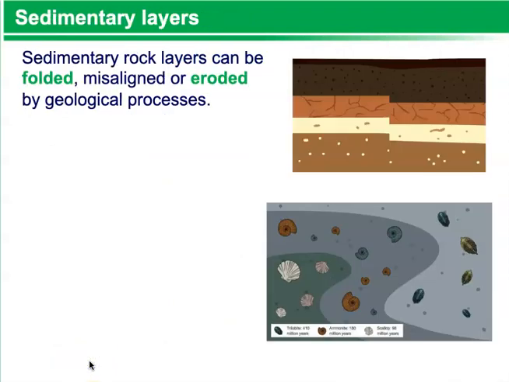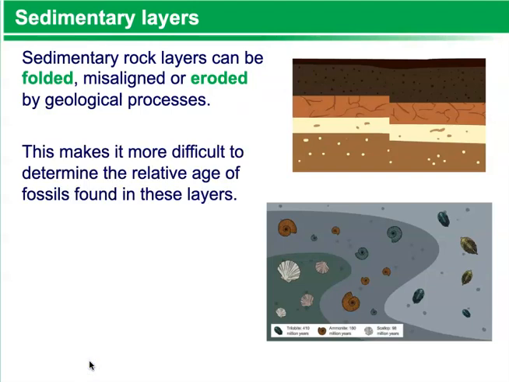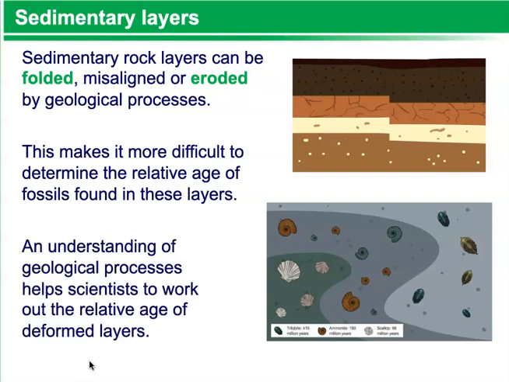Sedimentary layers. Sedimentary rock layers can be folded, misaligned, or eroded by geological processes. This makes it more difficult to determine the relative age of fossils found in these layers. An understanding of geological processes helps scientists to work out the relative age of deformed layers.